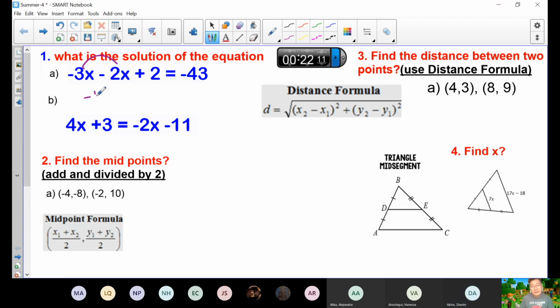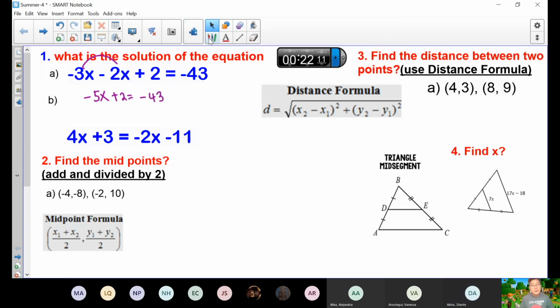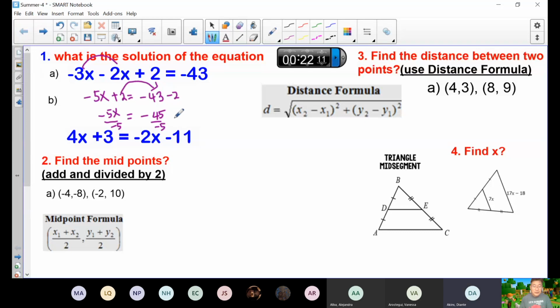So it's -5x plus 2 equals -43. When you do this, subtract 2 from the other side, so -45. So we have -5x, so we divide by -5. It gives you 9.